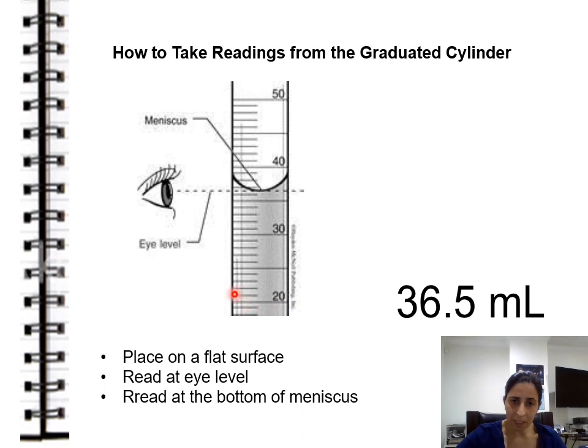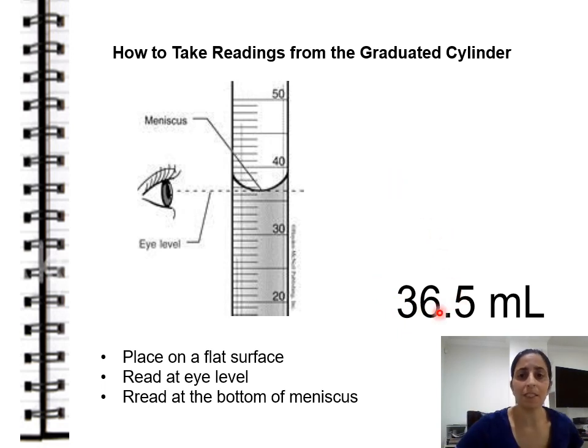So here you can see each of these markings is 1 milliliter, right? So here's 20, 21, 22, 23, 24, 25, and so forth. Each marking is 1 milliliter. 1 is to the ones digit. That means I can read to the tenths place. So I can read 1 past the markings. So here you can see here's 30, 35. The meniscus is between 36 and 37. So it's 36.5 milliliters. If it was directly on the line of 36, then it would be 36.0.